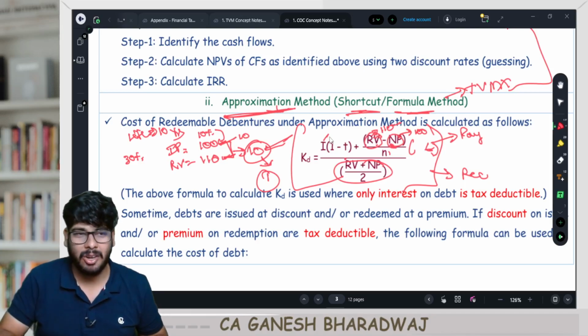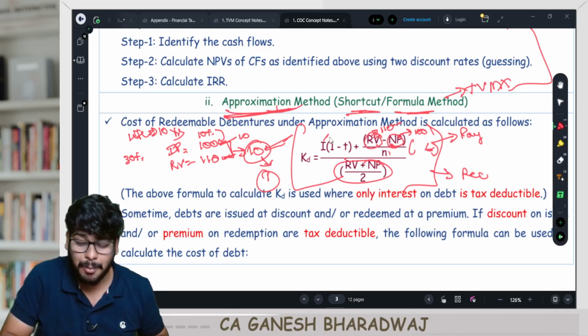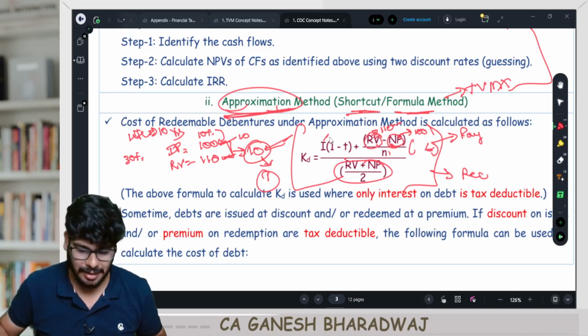Put it short, this logic defies the concept of time value of money. That's why it's called an approximation. It's not an exact value. That's the reason.